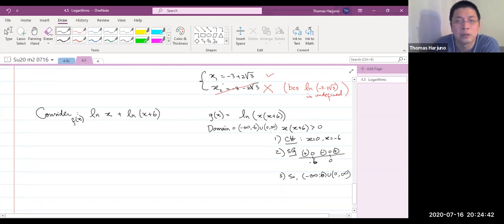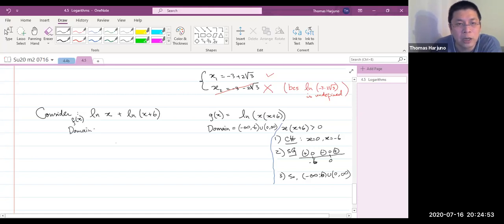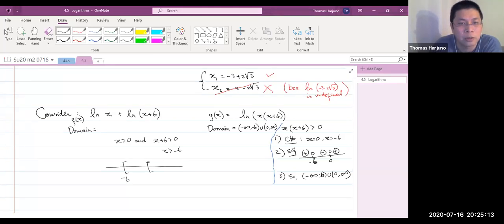However, on the left-hand side, when you look at the domain, notice that x has to be positive and x plus 6 has to be positive. So x has to be greater than 0 and x has to be greater than negative 6. So it has to be greater than 0 and also greater than negative 6. Oh, sorry, I should not use brackets. I should use parentheses.